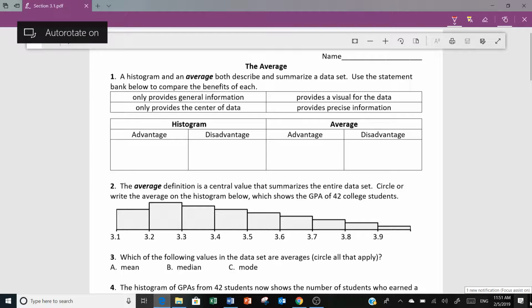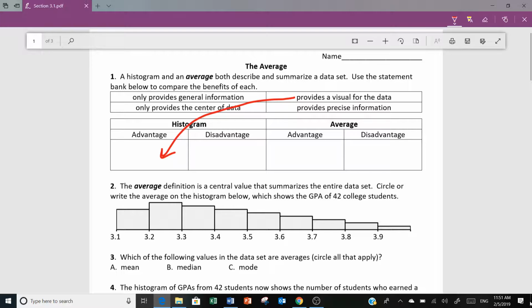So the advantage of the histogram is it provides a visual because it's a picture. Here's an example of a histogram. I gave you one down here. Probably this is a visual. So I'm just going to draw arrows to make it easy. The visual goes in this box here, but I want you guys to actually write out the statement. I'm writing arrows to save time. Okay, what's a disadvantage?